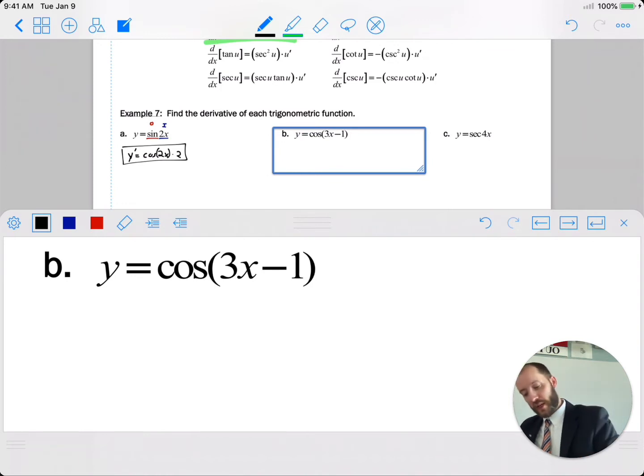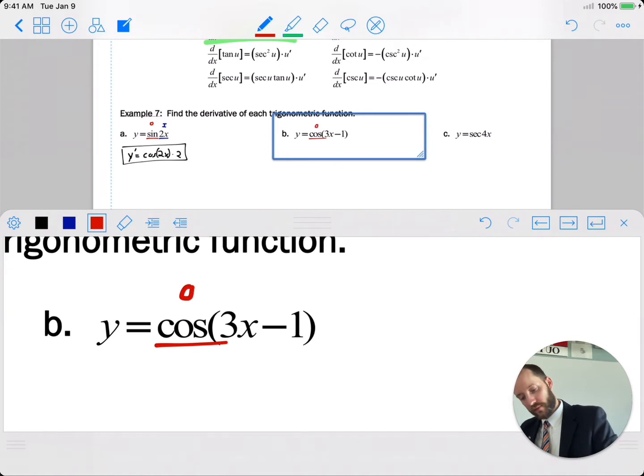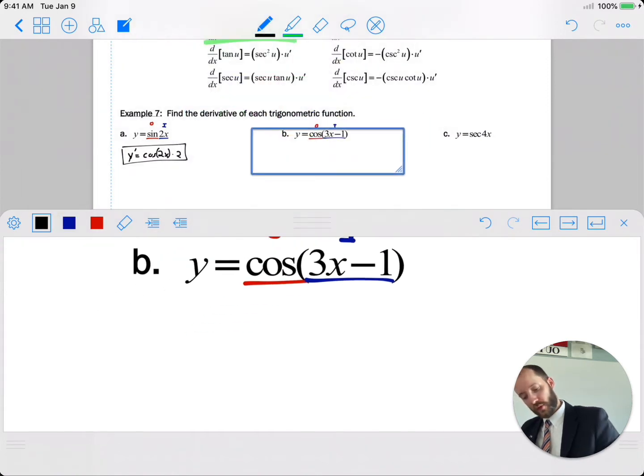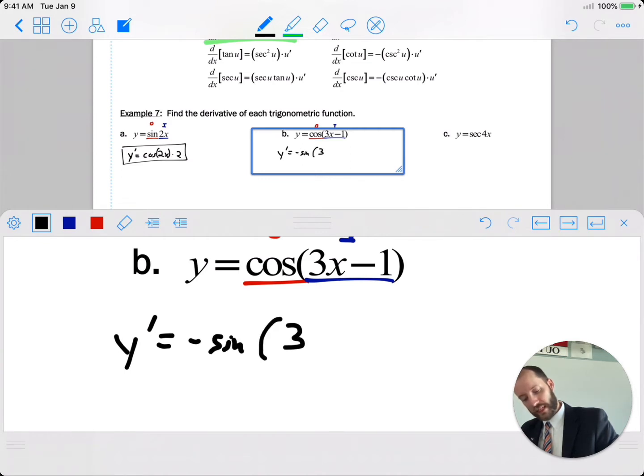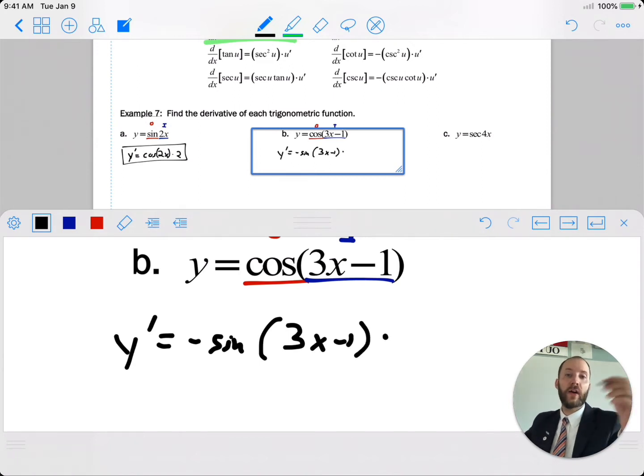Cosine of 3x minus 1. Again, we have the outside, cosine. We have the inside, 3x minus 1. So do your generalized chain rule. Derivative of outside, so derivative of cosine, is negative sine. Leave the inside alone, times the derivative of the inside, so derivative of 3x minus 1, so times 3.